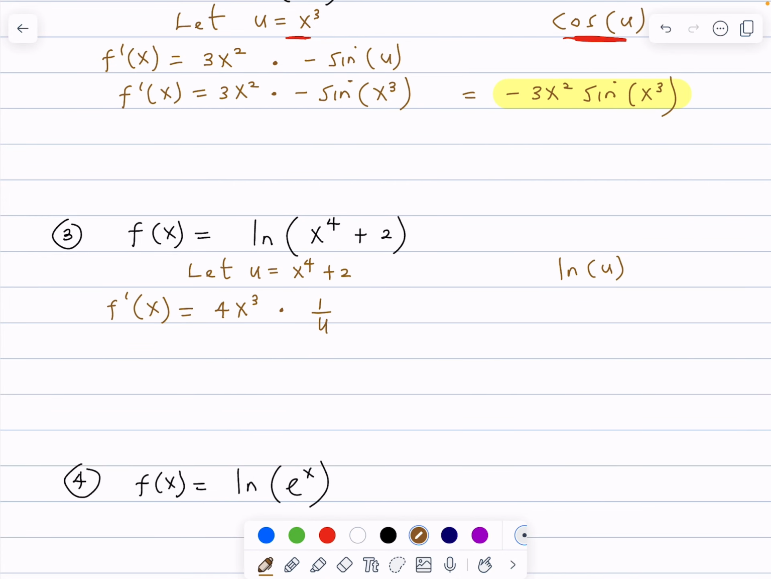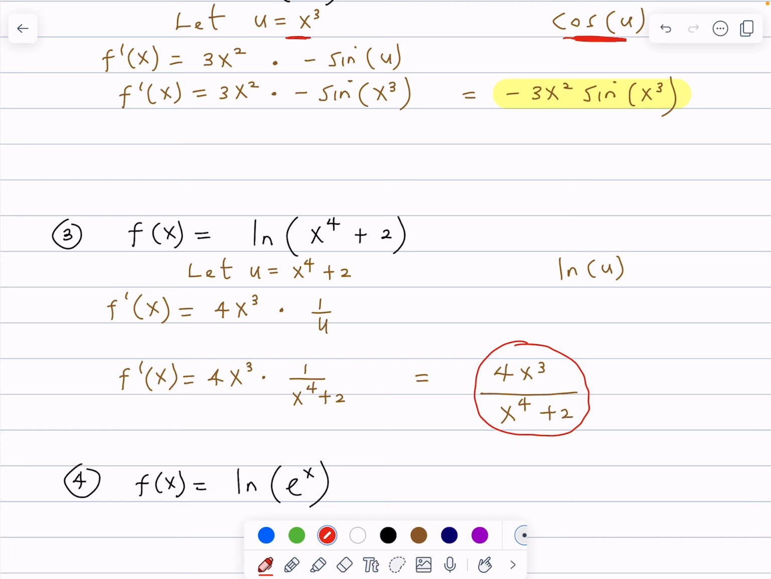However, just like I said previously, in the original problem there is no u there. So we need to substitute x to the power of 4 plus 2 for u. So f prime of x is equal to 4x cubed times 1 over x to the power of 4 plus 2. This is just 4x cubed over x to the power of 4 plus 2. And that's the solution. That's the derivative. I hope this makes sense.